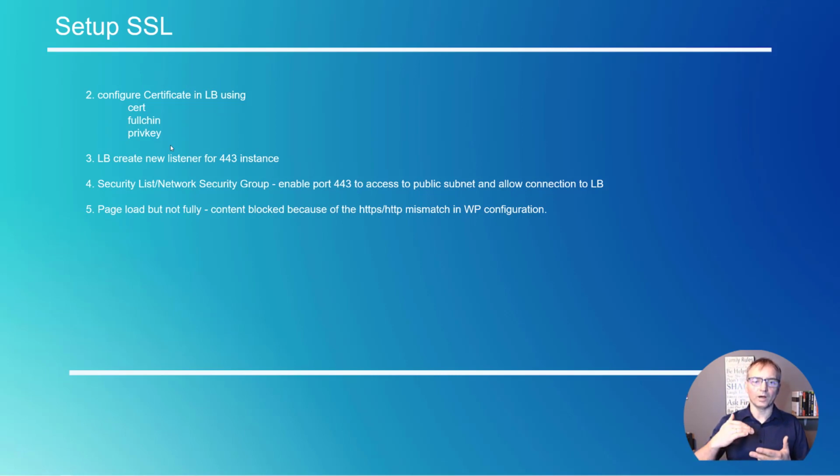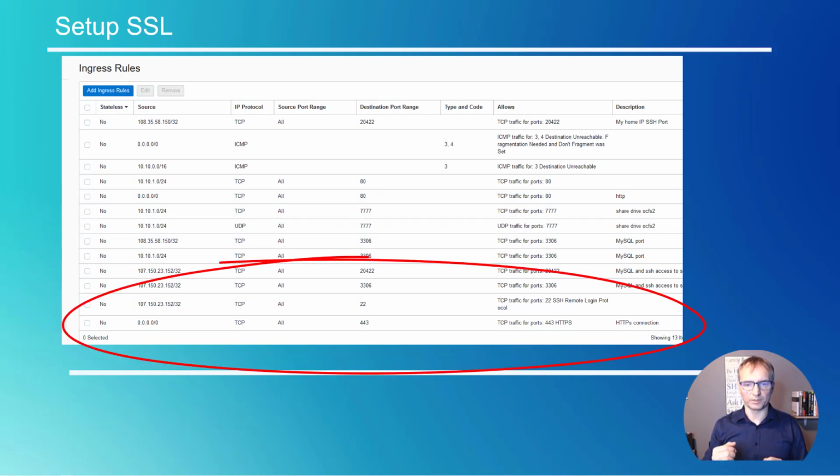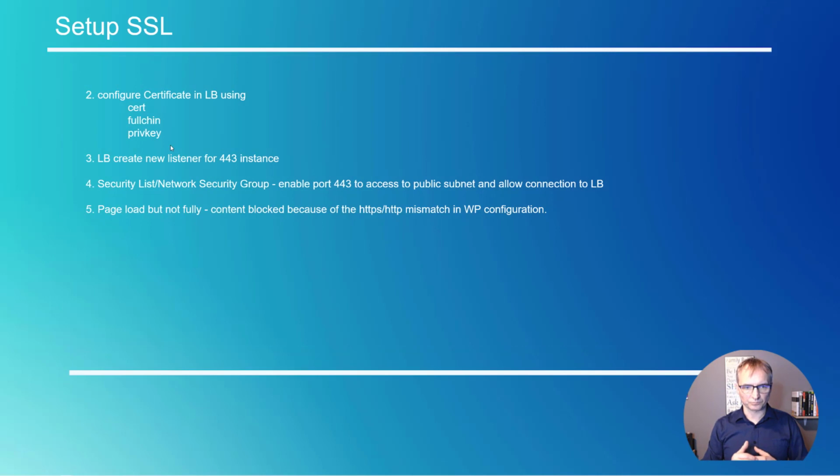Now we have to allow connection to our network over port 443. For that, we have to go to the security list and update it, enabling port 443 to access our network from the public network. Okay, until now 443 was not allowed. Once we complete this, our page will load, but it will not be fully loaded.